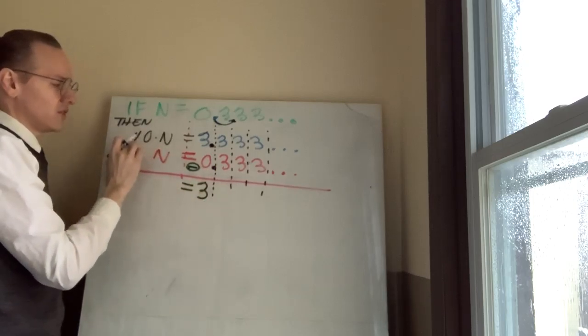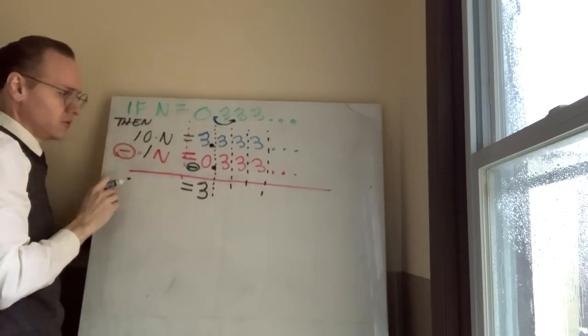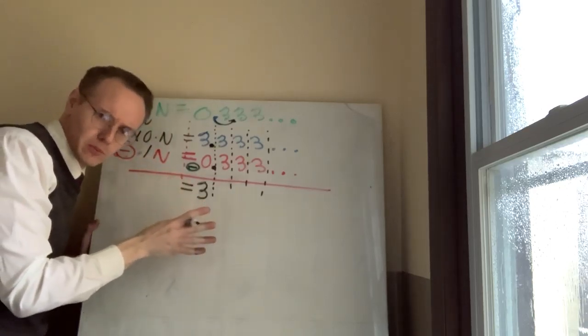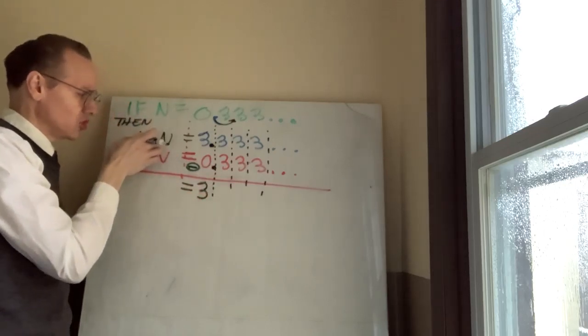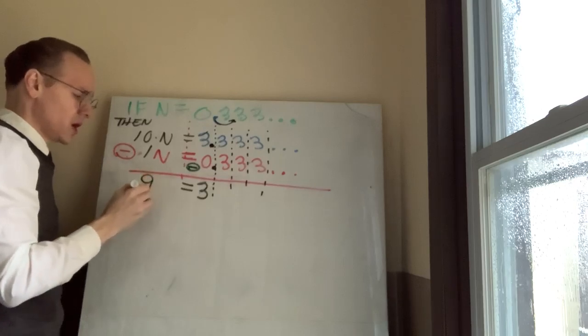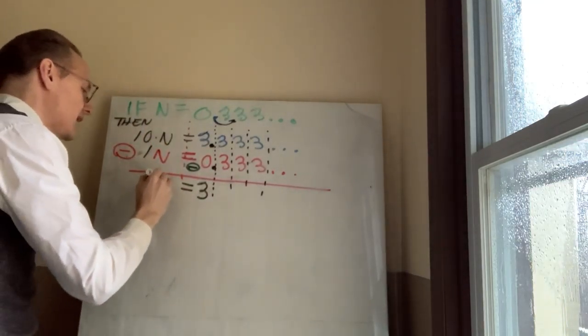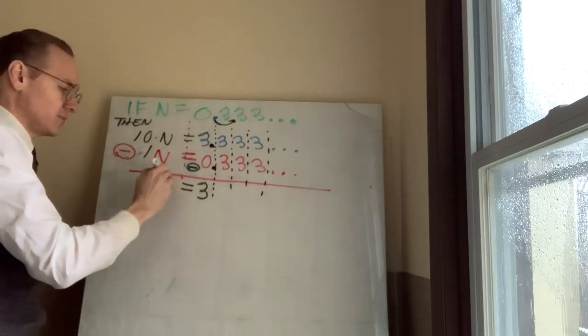If this is read as 10 minus 1, what's 10 minus 1? Just ignore the Ns right now. They're like terms. You don't have to worry about that. Just pay attention to the numbers 10 and 1. 10 minus 1 is just 9, with an N attached to it, for all intents and purposes.